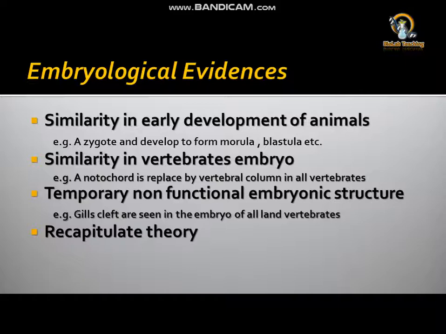Ontogeny is the developmental history of an organism starting from the zygote, and phylogeny is the brief evolutionary history of an organism. This recapitulation theory was proposed by Von Baer, and it was renamed and revised as a biogenetic law by Ernst Haeckel. Ernst Haeckel stated that ontogeny recapitulates phylogeny.